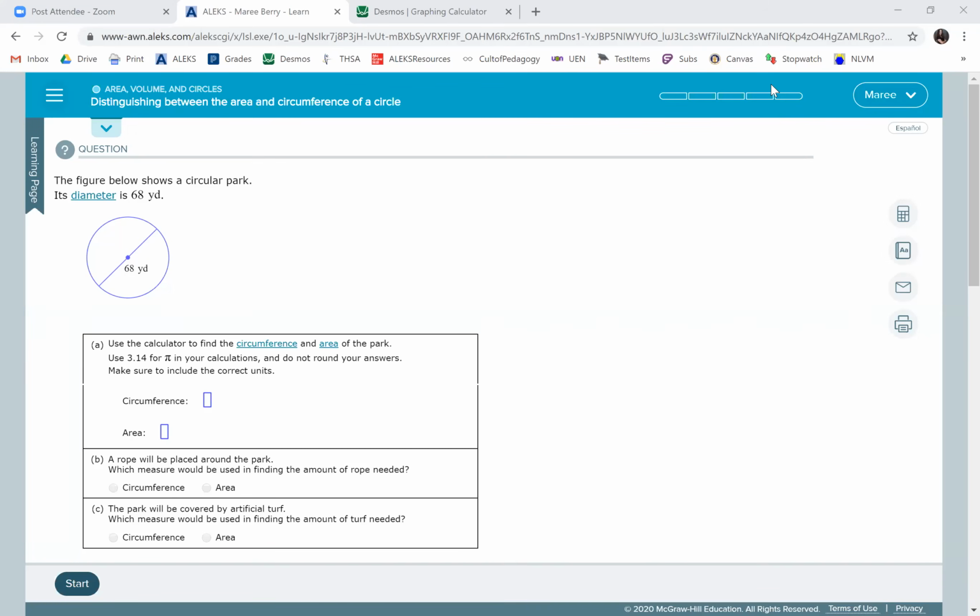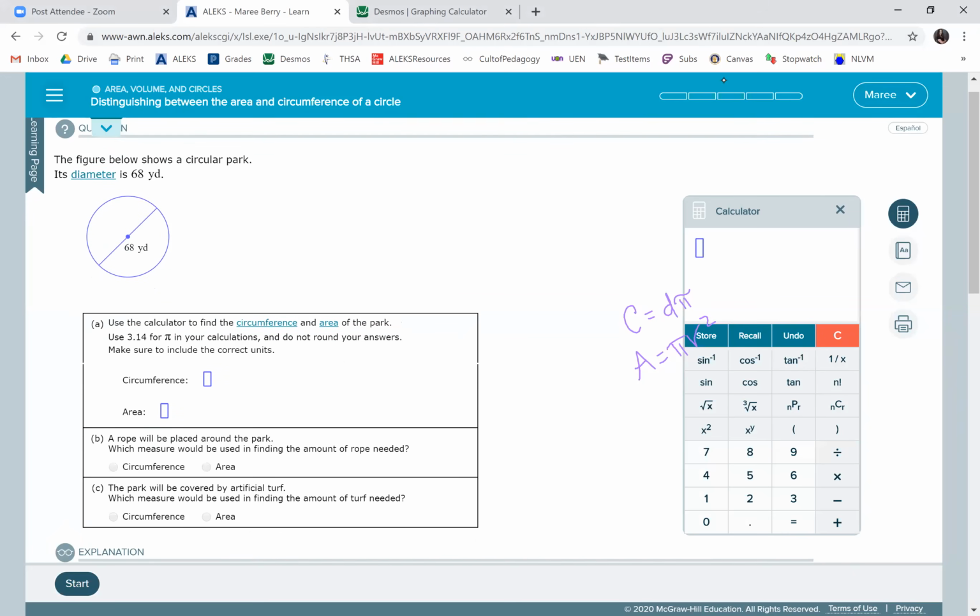In this lesson, we just have to know the difference between circumference and area of a circle. They're going to have us first find the circumference and area of each circle. Don't forget the formulas. Let's write this down. C equals pi d, and area equals pi r squared. That's what we're going to go by, and we'll just use our calculator.